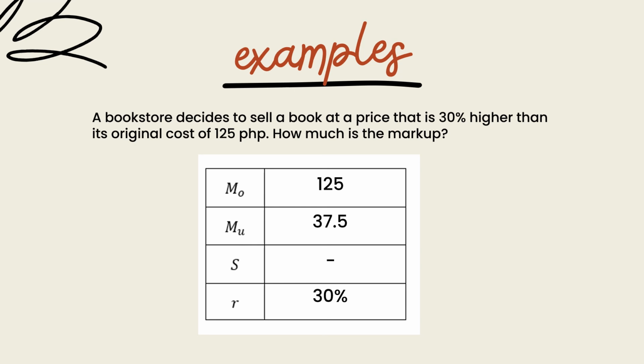So your M sub U would be 37.5. So how did that happen? So you just multiplied 125 by 30%. So that would give you 37.5.